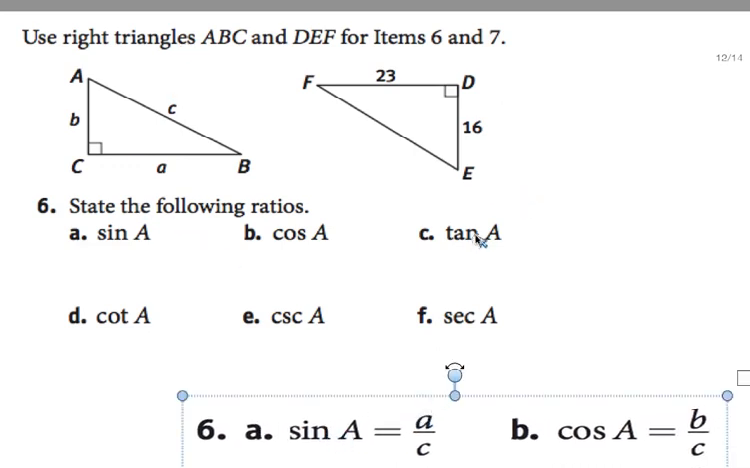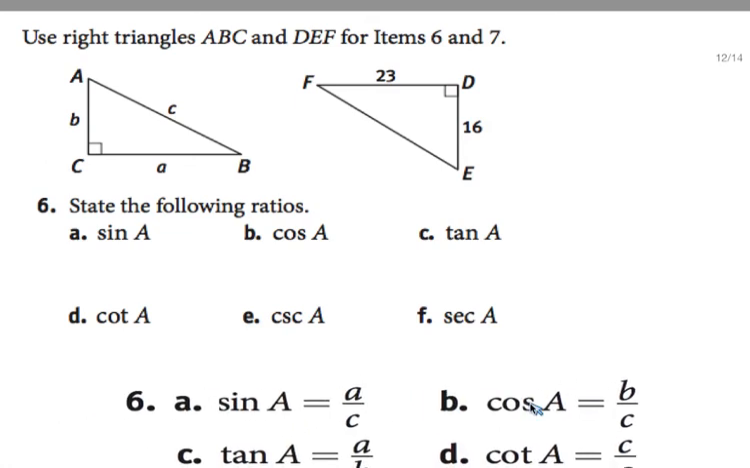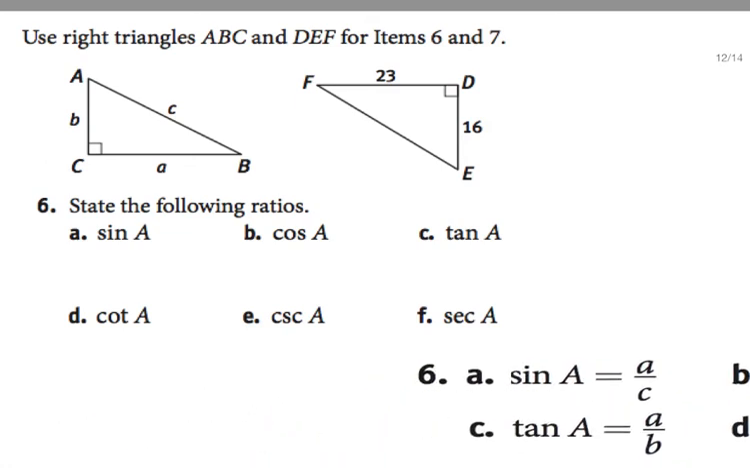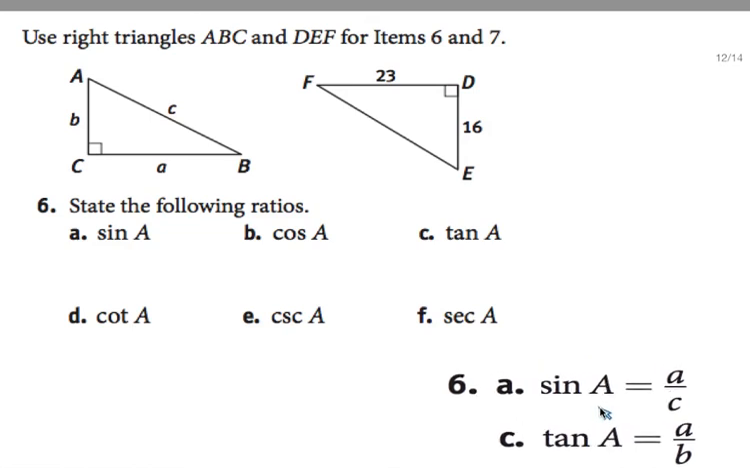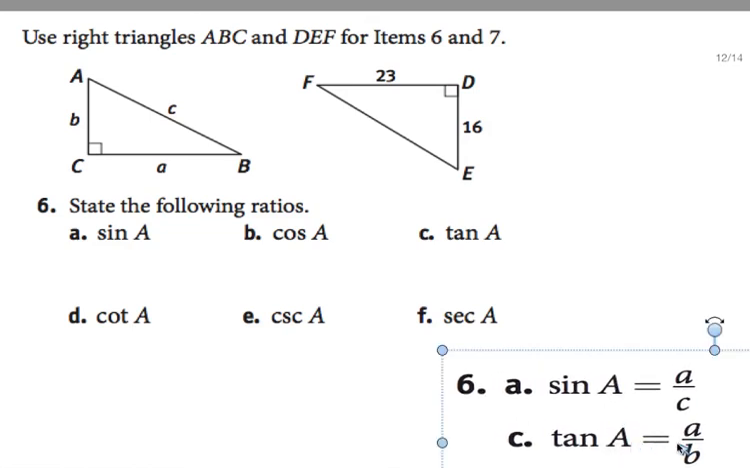And then tangent for A would be, let's see, this is A, it would be opposite over adjacent, right? So it would be A over B. You got to cover up the answer for D. So tangent A is A divided by B.